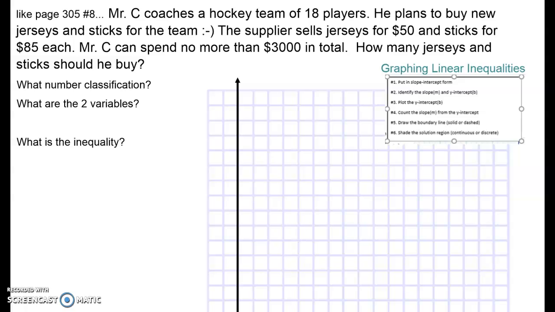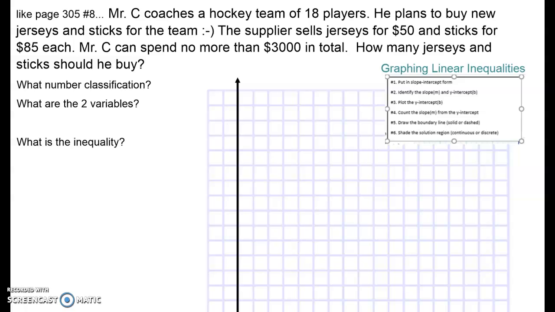So for example, this is like page 305, number 8. So when you're choosing your word problem to do, don't choose number 8 because you've already done it. Let's just say Mr. C, some random Mr. C, coaches a hockey team of 18 players, and he plans to buy new jerseys and sticks for the team. The supplier sells jerseys for $50 and sticks for $85 each. Mr. C can spend no more than $3,000 in total. How many jerseys and sticks should he buy?